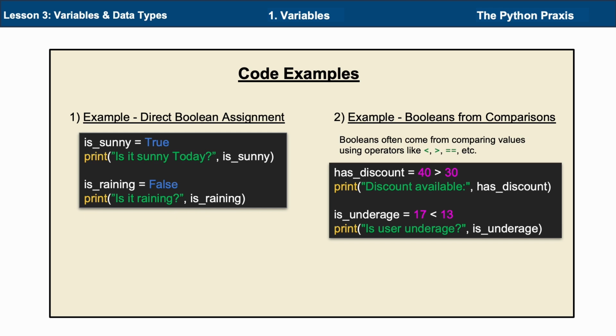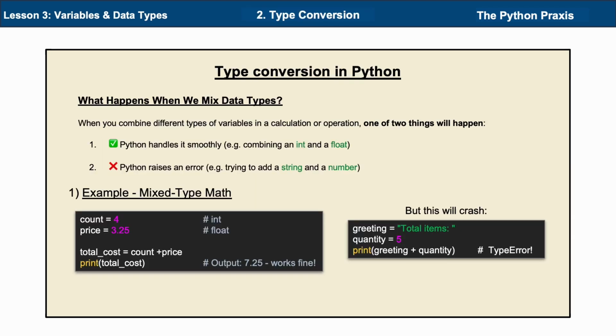No fuss, just clarity. Finally, let's talk about mixing data types. Sometimes Python handles mixed types smoothly, but other times it complains with an error. Look at these examples. Count equals 4, which is an integer. Price equals 3.25, which is a float. Total cost equals count plus price. This works perfectly. But look here. Greeting equals "Total items: ", quantity equals 5. Print greeting plus quantity. Ouch. Python crashes because it can't combine strings and integers directly.